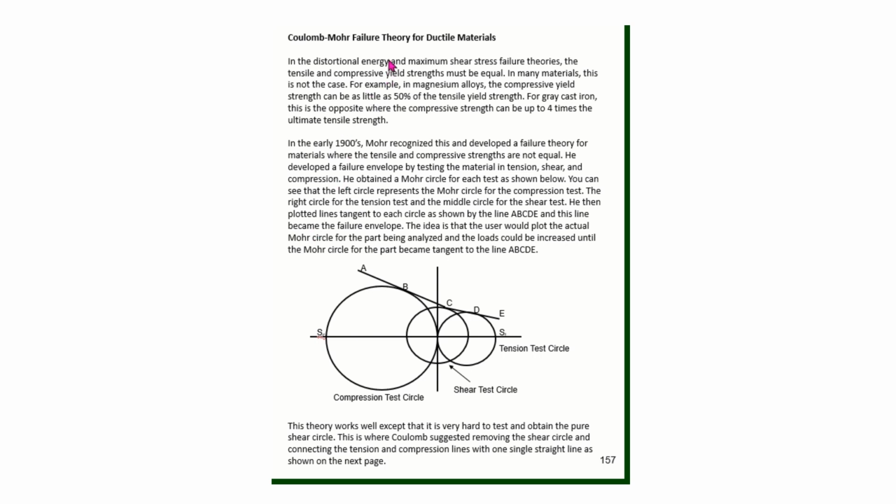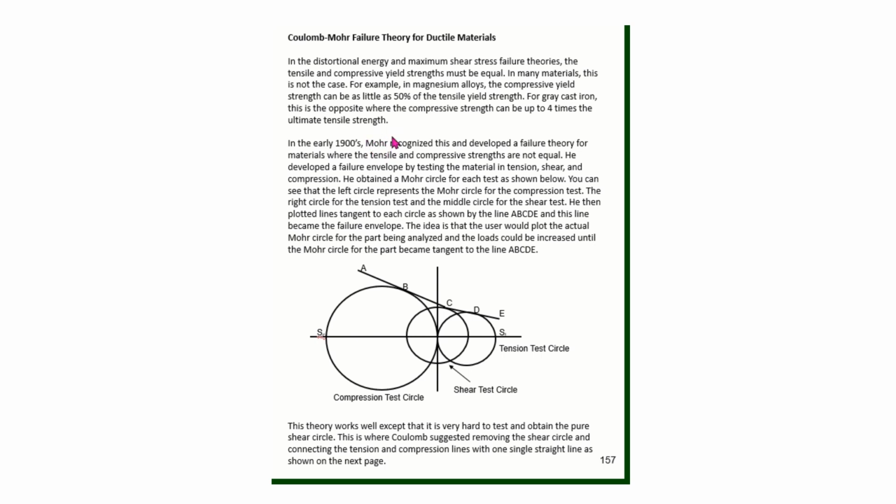In the distortional energy and maximum shear stress failure theories, the tensile and compressive yield strengths must be equal. In many materials, this is not the case. For example, in magnesium alloys, the compressive yield strength can be as little as 50% of the tensile strength. And for gray cast iron, this is the opposite, where the compressive strength can be up to 4 times the ultimate tensile strength.